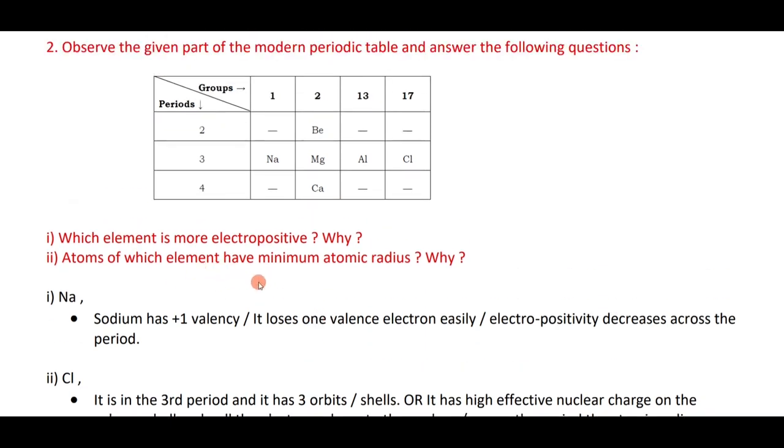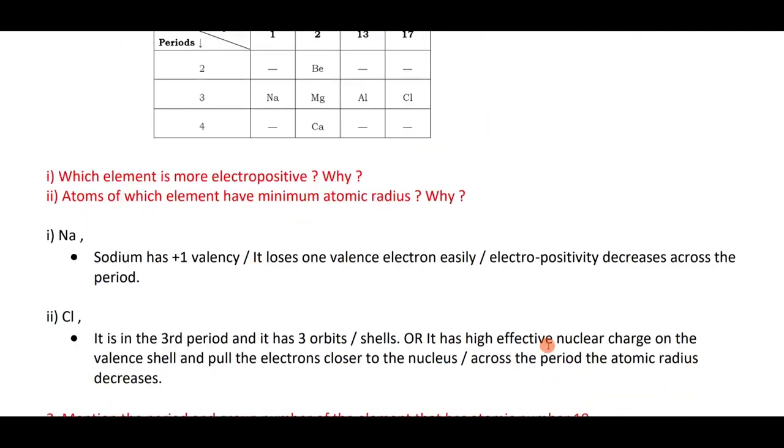Atoms of which element have minimum atomic radius? Chlorine has minimum atomic radius because the atomic radius decreases as we move along the period, since the effective nuclear charge on the valence shell increases.